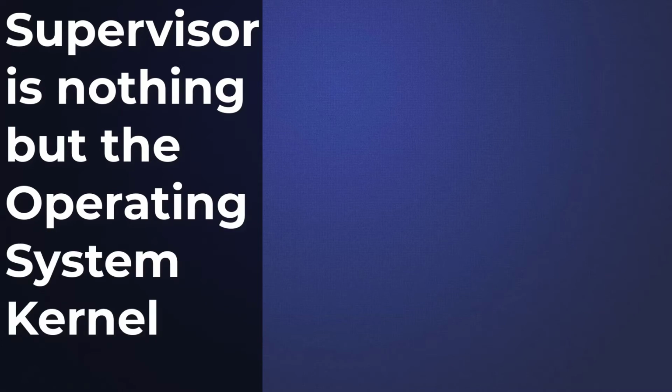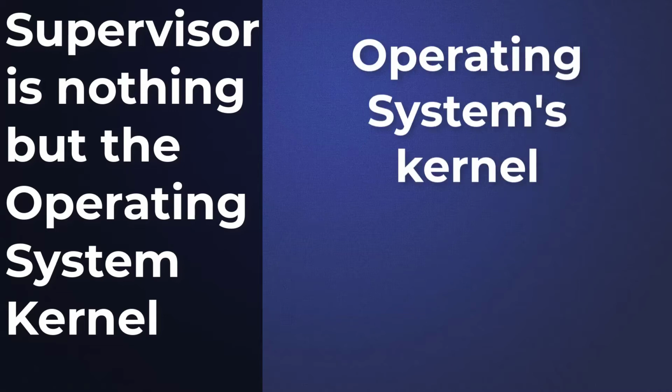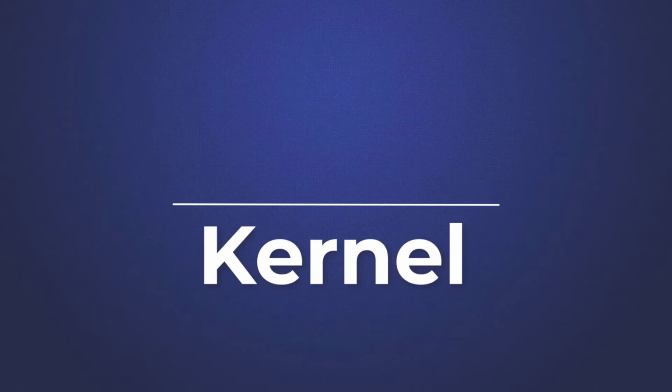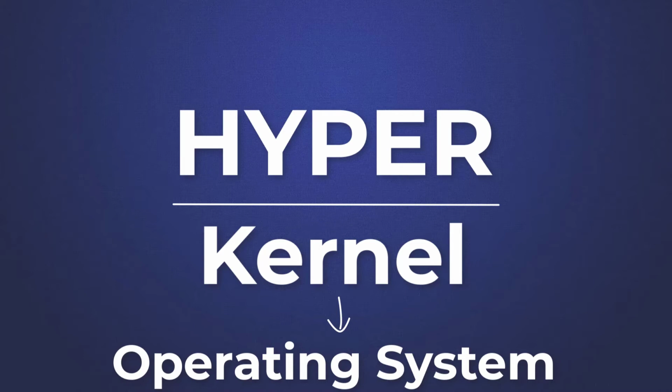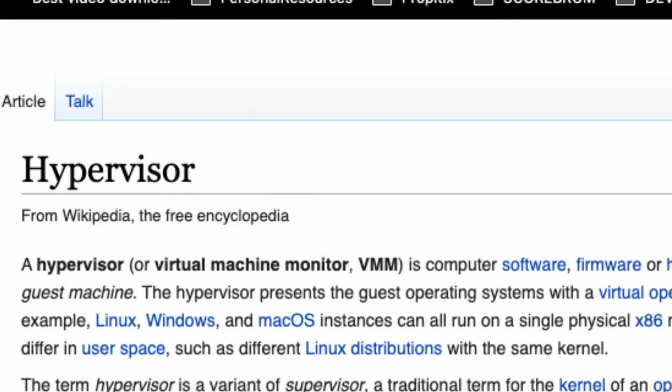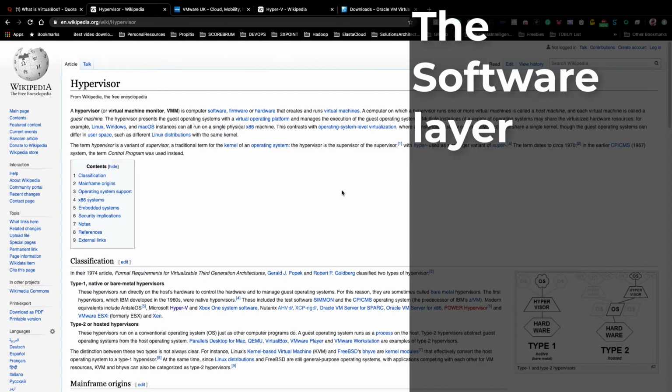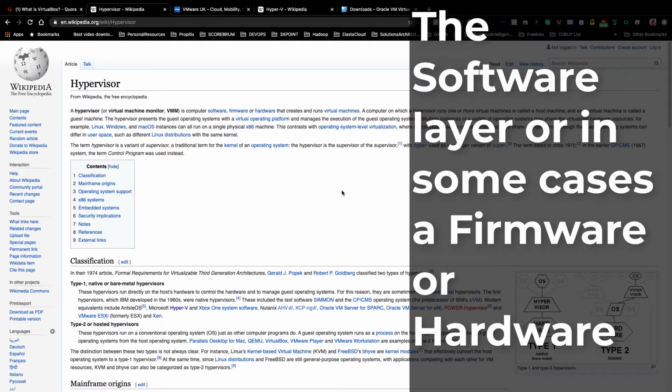Okay, so supervisor is basically something that the operating system kernel is sometimes regarded as. So rather than saying the operating system's kernel, you can hear in some places where they say the supervisor. So if there is a layer above that kernel that monitors the operating system, then we're talking in terms of hyper, and that's where the word hypervisor comes in. So the hypervisor is basically the software layer, or in some cases a firmware or hardware, that allows a software to be able to run multiple operating systems.